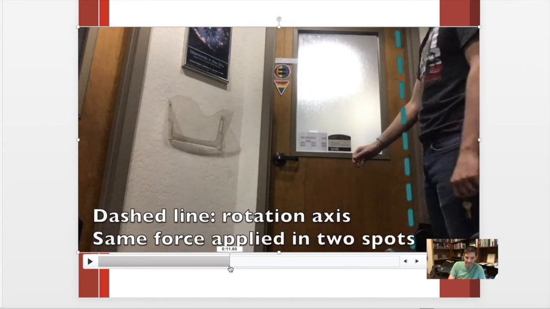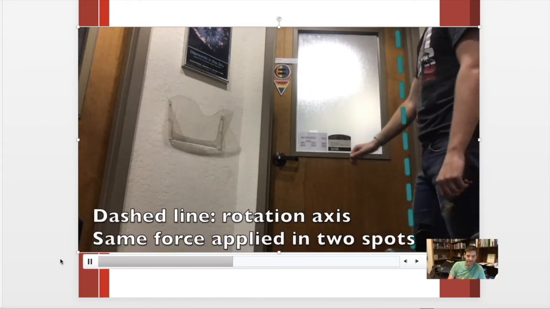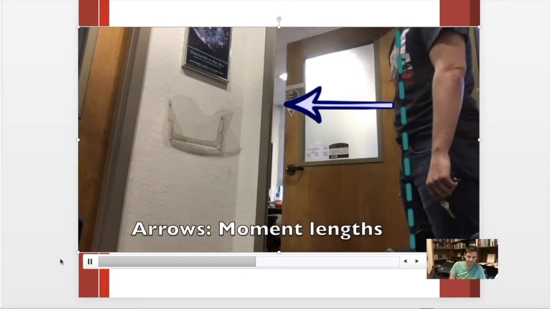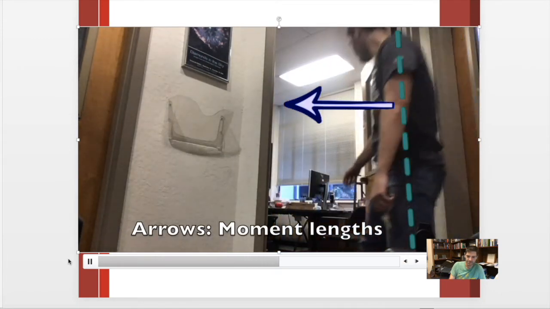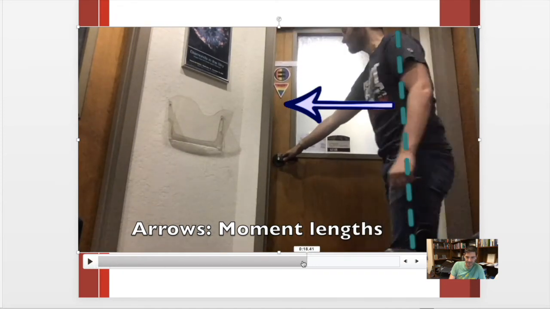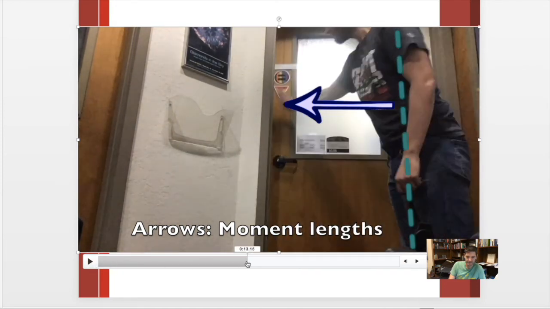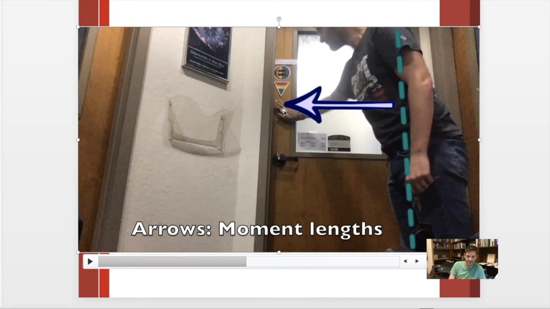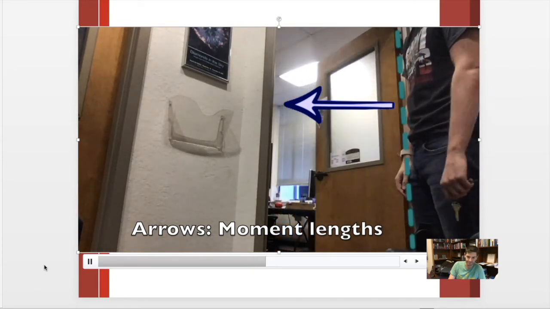So let's redo that. I'm going to give a push. The door swings open. That arrow represents the moment arm I gave in that case. Let's backtrack and see. Right, my hand was all the way out here from the rotation axis. I gave it a push. In that case, it appeared like the door swung open.